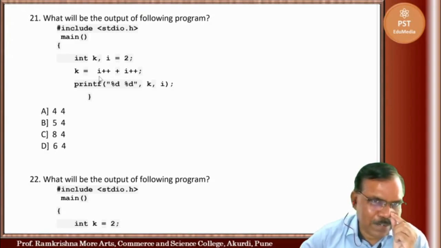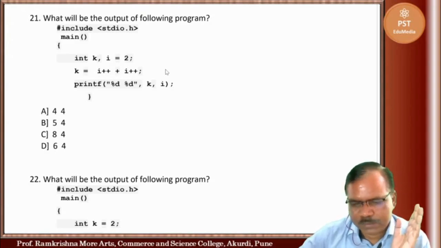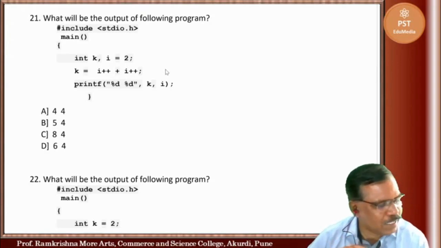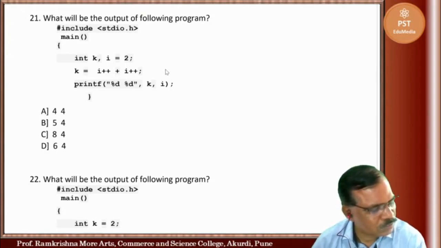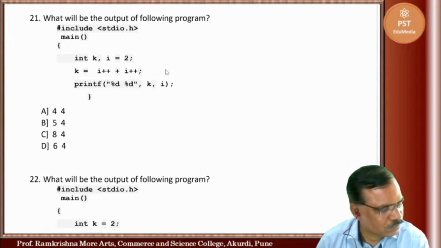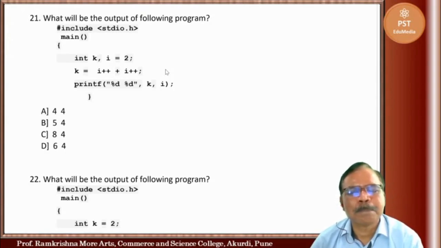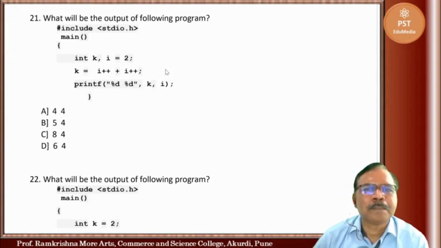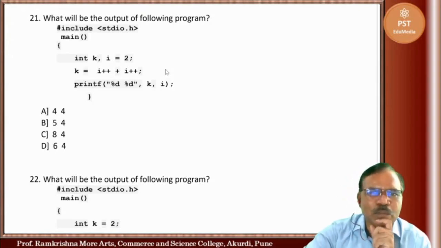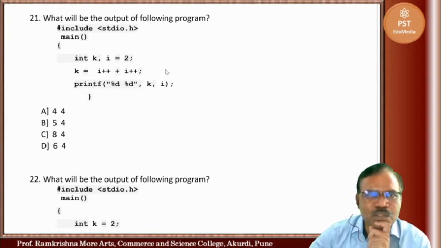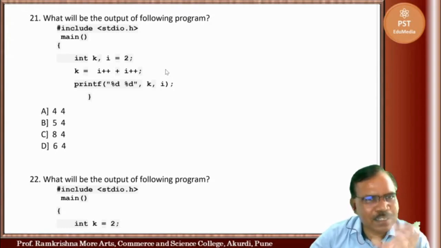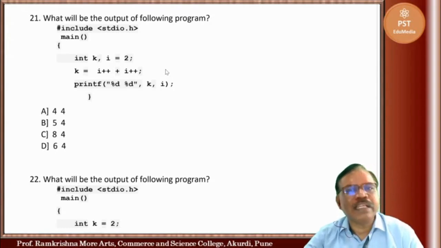Same program, only I have taken i++ + i++. Tell me, what will be the output of this? Will it be 4 4? Yes, 4 4. That's why I have taken different types of combinations.